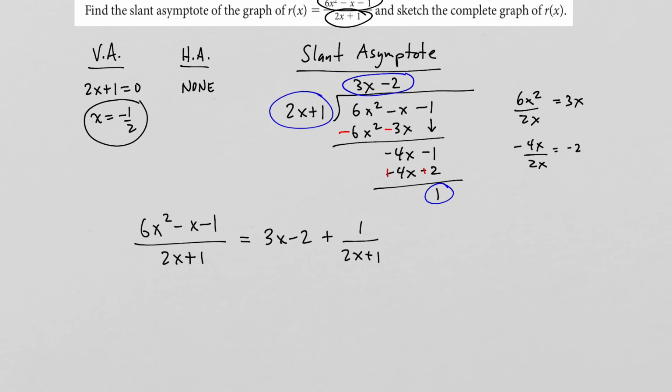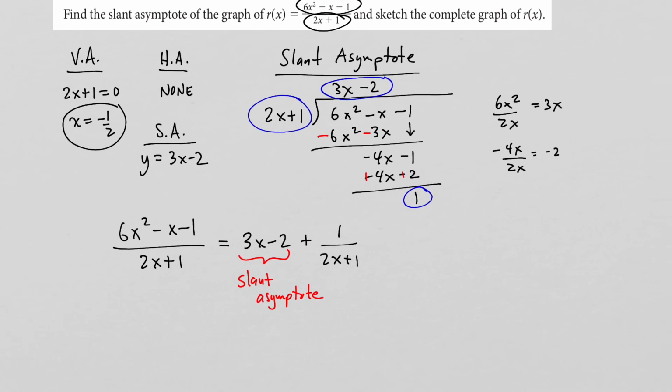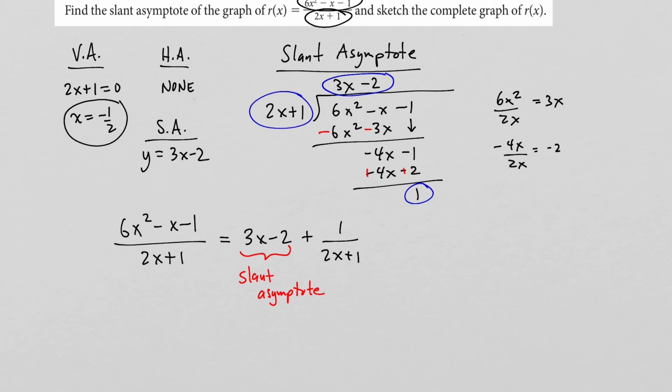And once you've completed that long division, this portion is your slant asymptote. So our slant asymptote, which I will abbreviate SA, is the line y = 3x - 2. So now what does that mean in terms of the graph of this function? All right, so let me erase some of this so we have room to bring in a graph.